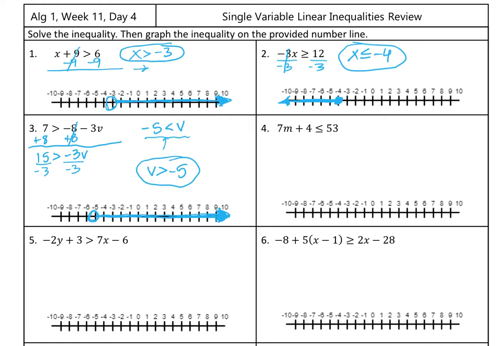7m plus 4 is less than or equal to 53. So I'm going to subtract 4 from both sides and get 7m is less than or equal to 49. Then divide and get, that's why did I write 3? I know it's 7. I have no idea why a 3 came out of my pen. So 7 gets a filled in circle and shading to the left.